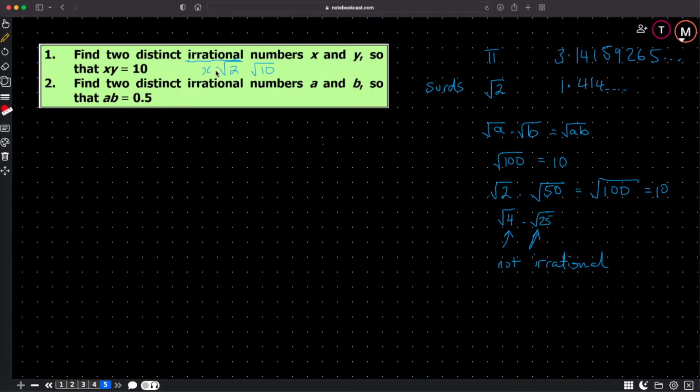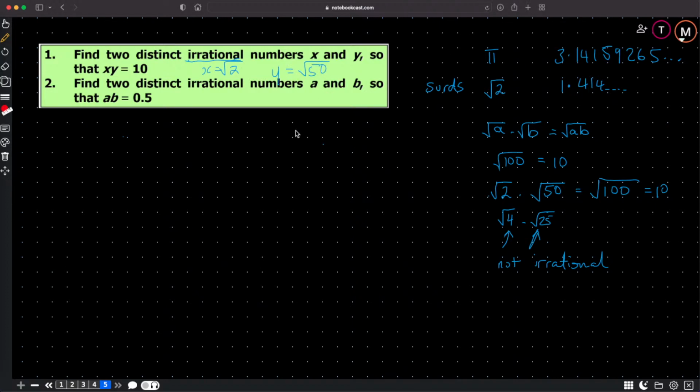I should say x equals the square root of 2 and y equals the square root of 50. Yep. That's so great, having someone to pick up on my silly little mistakes that I always make.